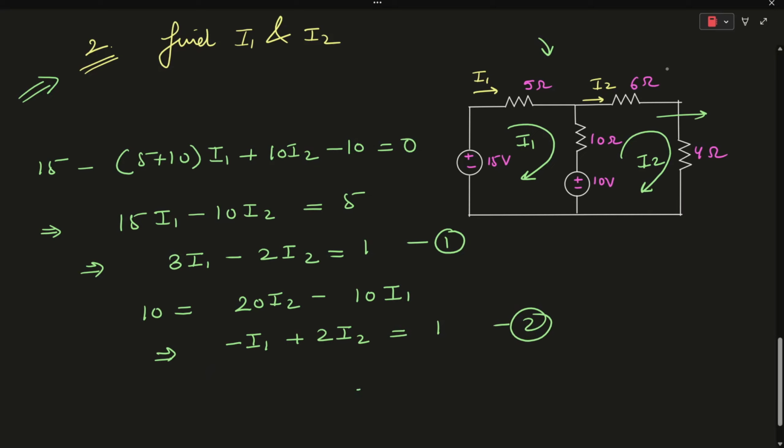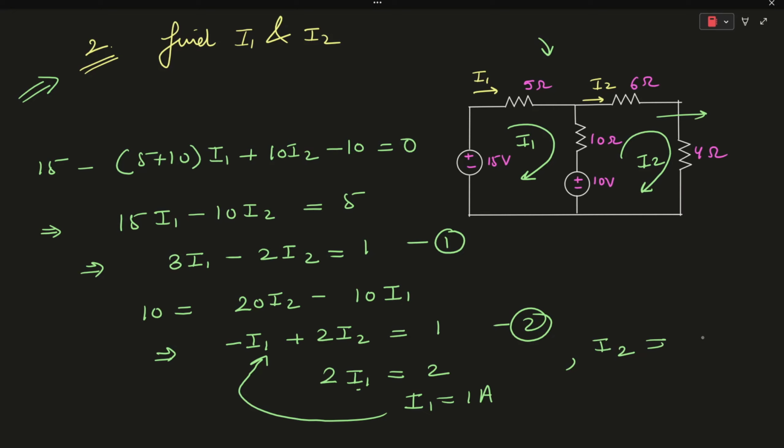Using equations 1 and 2, we can clearly see that 2 times I1 will be equal to 2, and I1 is equal to 1 ampere. Substituting the value of I1 in the second equation, we get the value of I2, which will be equal to 1 ampere. So the values of both the currents I1 and I2 come out to be 1 ampere. I hope it is clear.